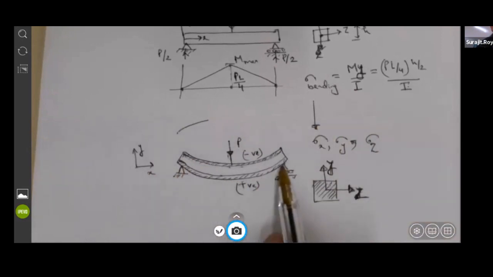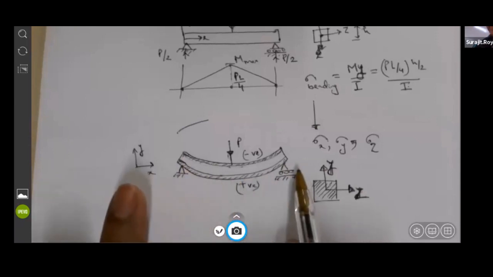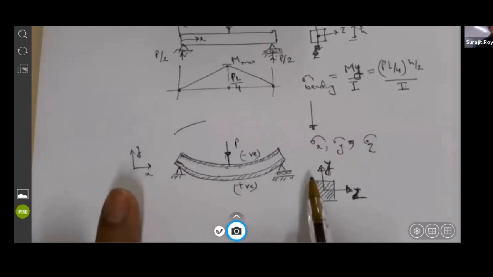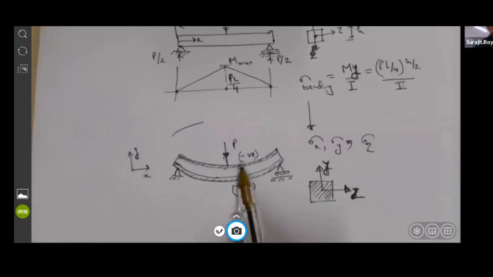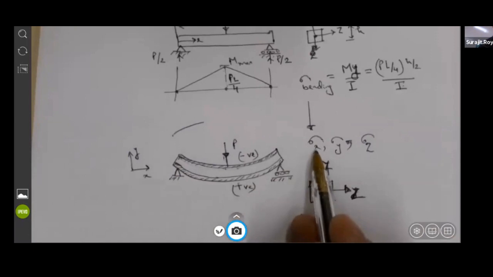Similarly, if I look at the bottom piece and think that this is a small piece that is attached to the beam, then this piece is getting extended. And what is the direction of the extension? The extension is in the X direction. So again, that means the bending stresses in the system are along the X direction. So this sigma bending is nothing but acting in the X direction.